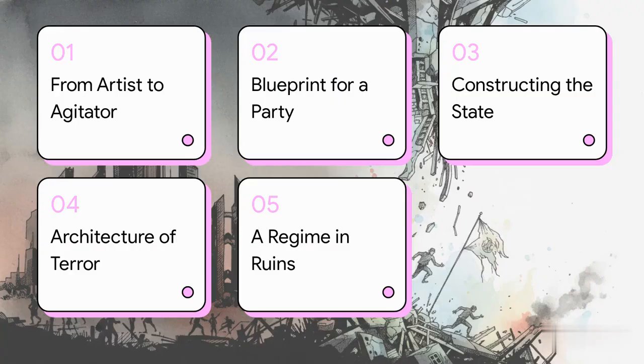To really get it, we're going to follow the architect's plans in 5 main parts. We'll start with the very foundations of his ideology, then look at the blueprint for his political party. After that, we'll see how he actually constructed the state itself, examine the brutal architecture of terror that held the whole thing up, and finally, watch as the entire structure just collapses into ruin.